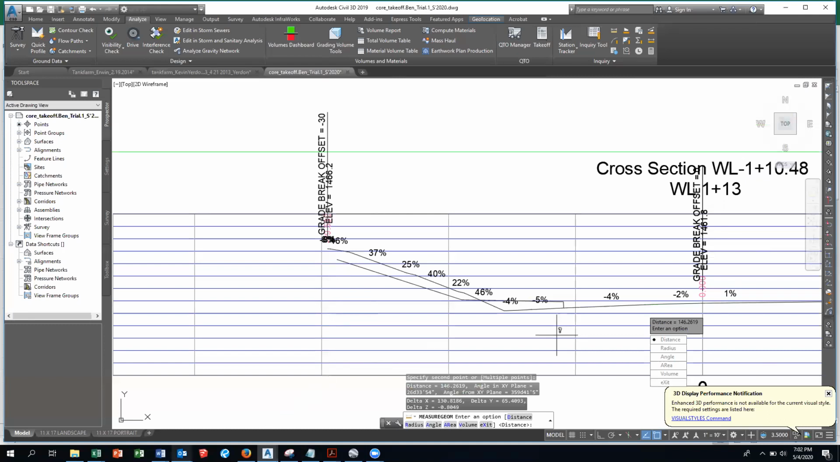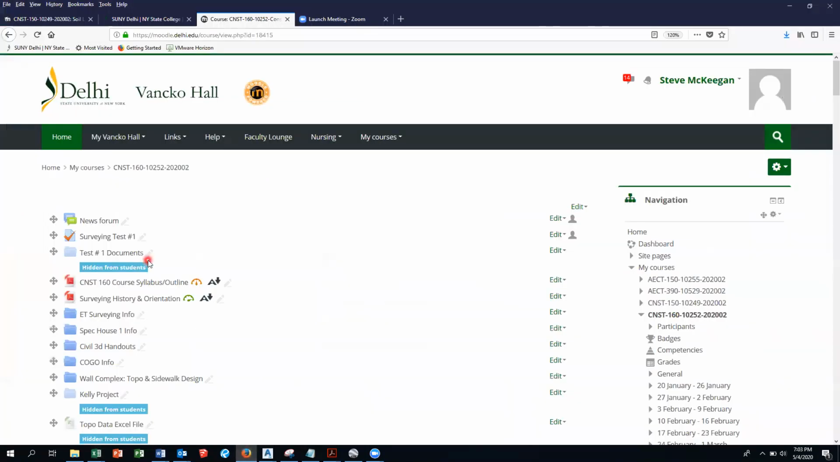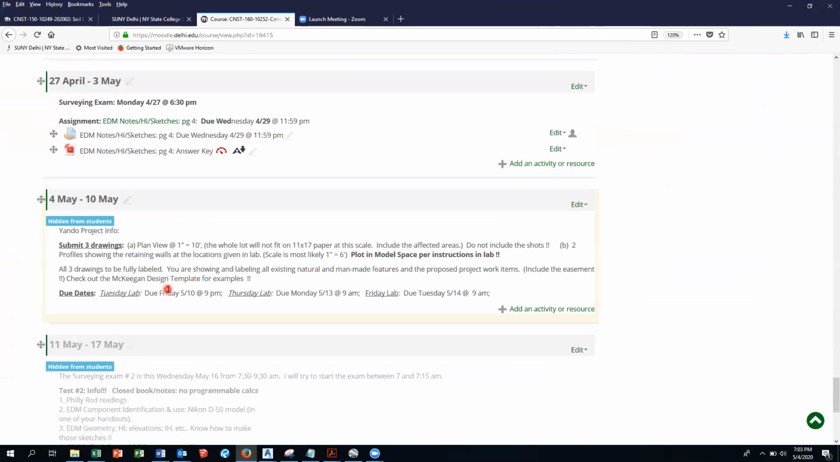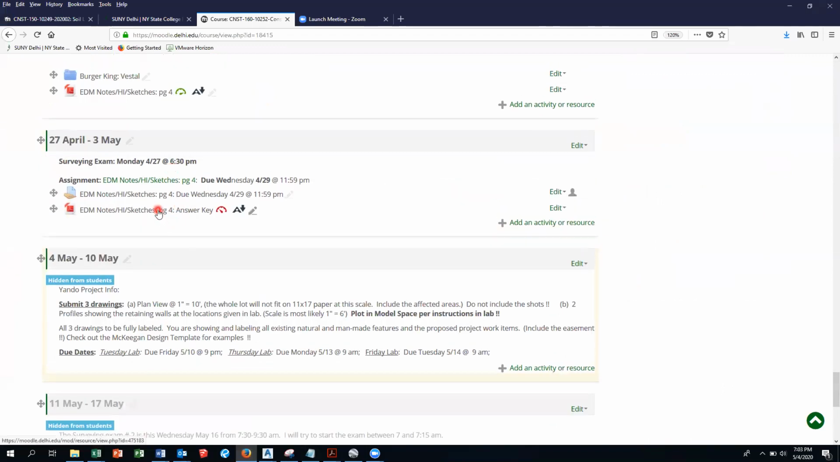Okay, let me go back to my list. So now what we'll do is a little bit of EDM geometry. And this is what I graded last night. Let's see, I got to go to Vanco. And let's see, answer key.